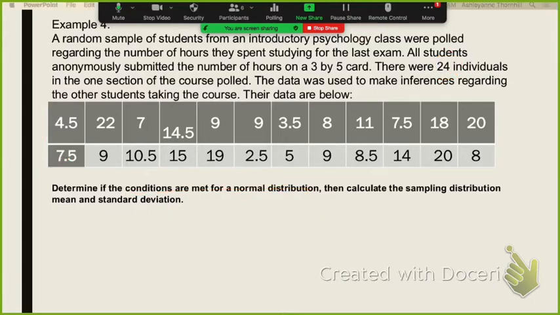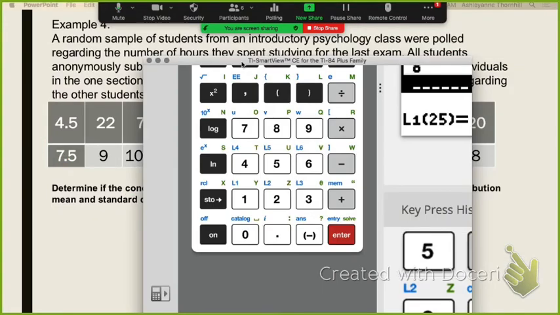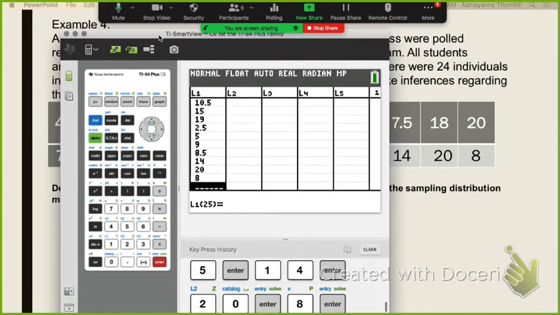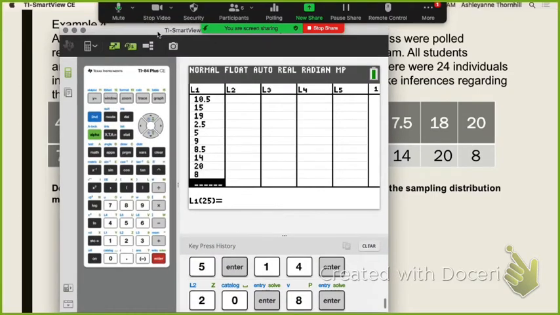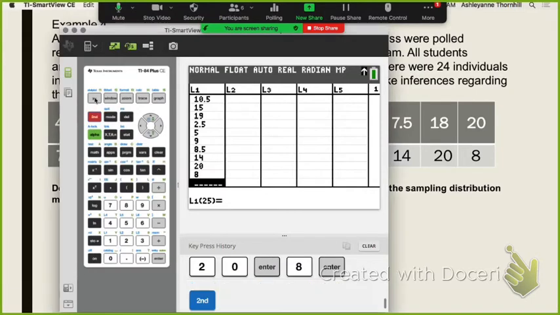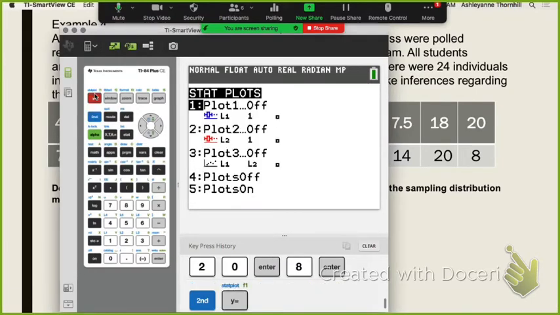Okay, does everyone have their data typed in? Okay, so from here, we're going to create a graph. So I'm going to go to second, y equals. If you are an Inspire person, I hope you know how to make a graph by now.